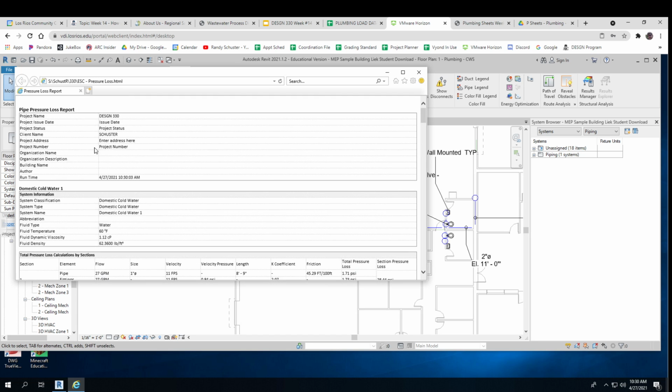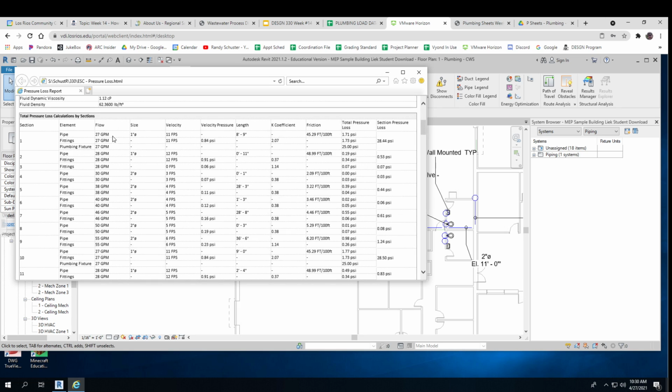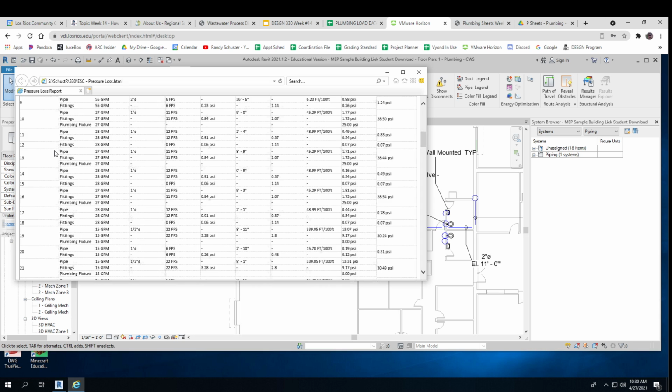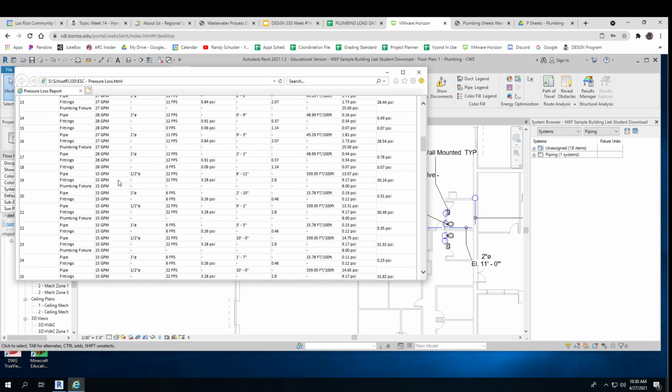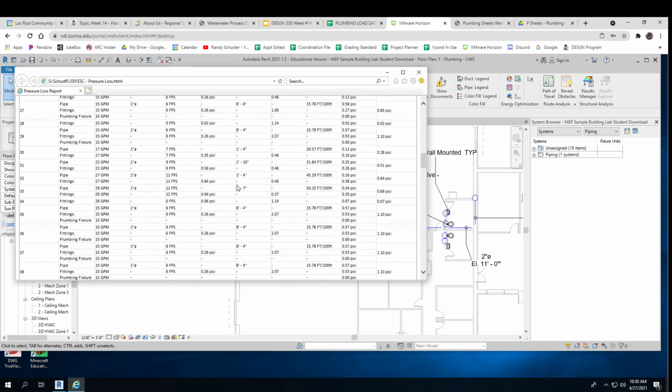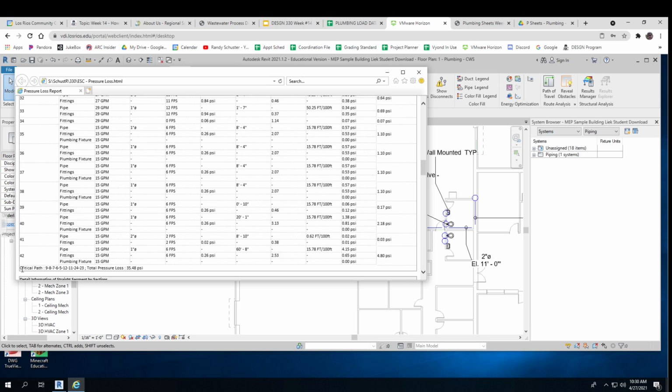Okay, and there's tons of information here. Every single pipe, what the flow in it is, what the size is, what section it is, what velocity I've got, what's my velocity pressure, how much friction there is per 100 feet, and oh my gosh, section pressure loss. I've got all sorts of things in here, and you can imagine putting that all together and figuring out the flow in the worst one would be hard, but there it is.